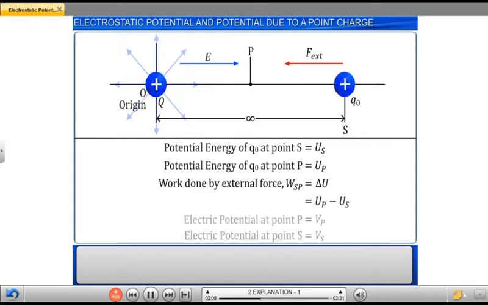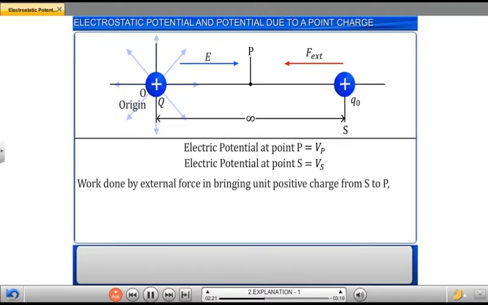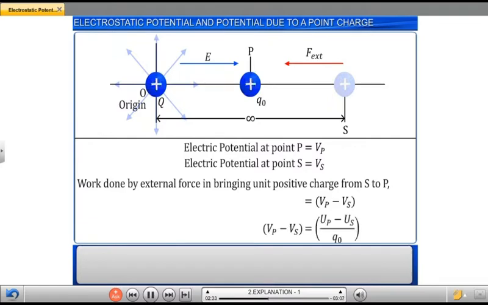If Vp and Vs denote the electric potentials at points P and S respectively, then the work done by the external force to bring the unit positive charge from S to P is equal to Vp minus Vs, which is in turn equal to UP minus US by Q0.